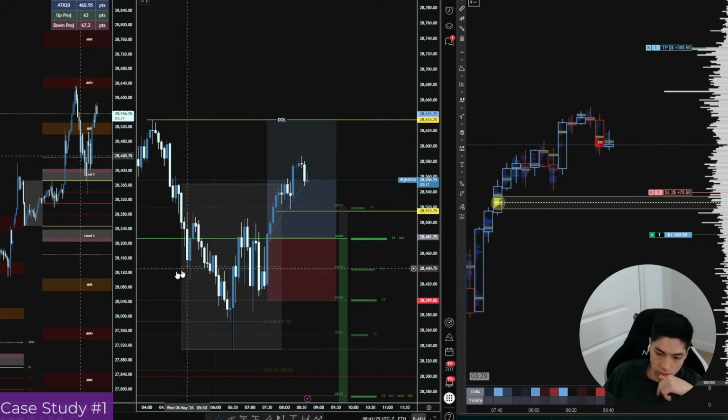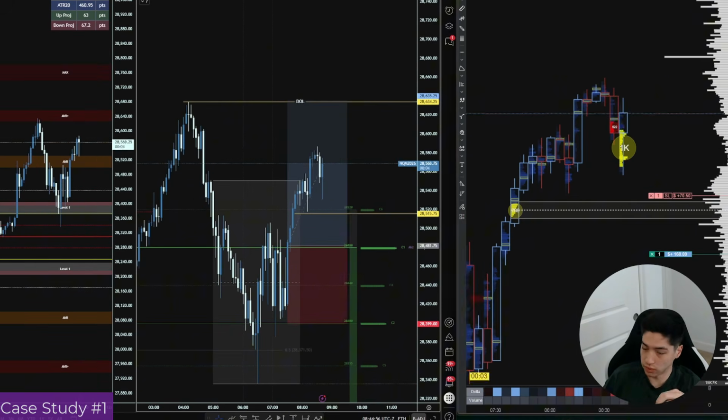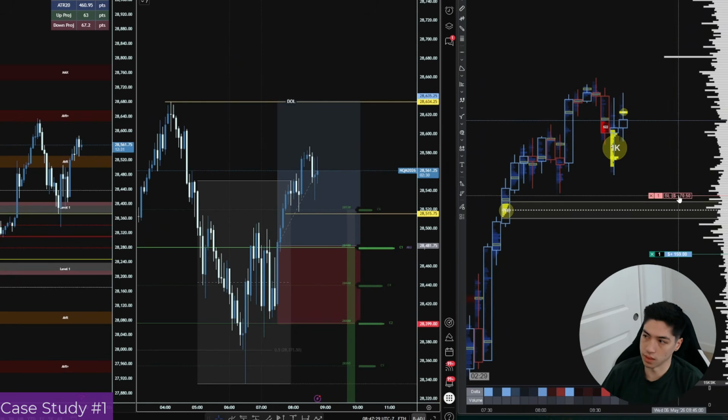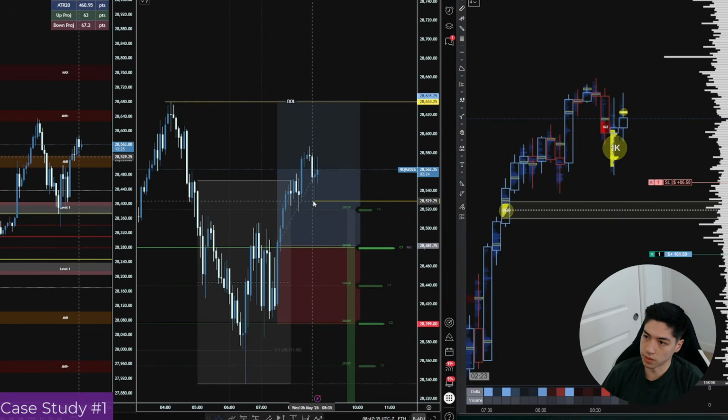Alright, at this point we're having buyers step in. If they are not able to continue this higher, the stop is going to get hit regardless. So we're going to lock in a little bit more profit, going to be moving the stop loss right below here.